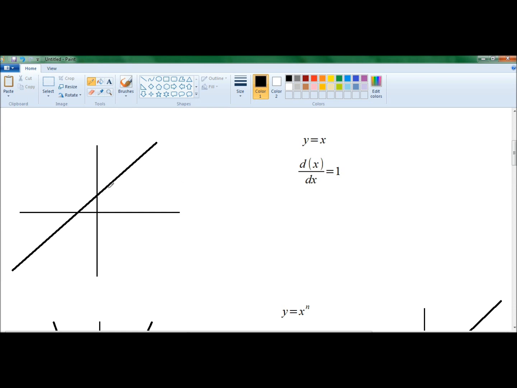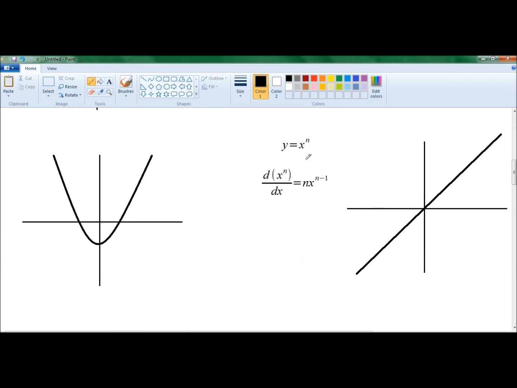And as you can see from the graph, it doesn't have to actually pass through the origin, because what we're measuring is the change in y over the change in x. So it doesn't matter what y is at any particular point, because all we're measuring is a change in that value. Okay, so the next rule is that if y is equal to x to the nth power, then the derivative of x to the nth power is equal to n times x to the n minus 1th power.